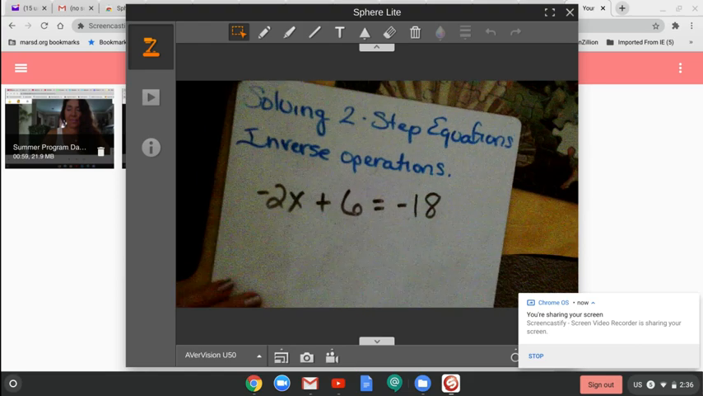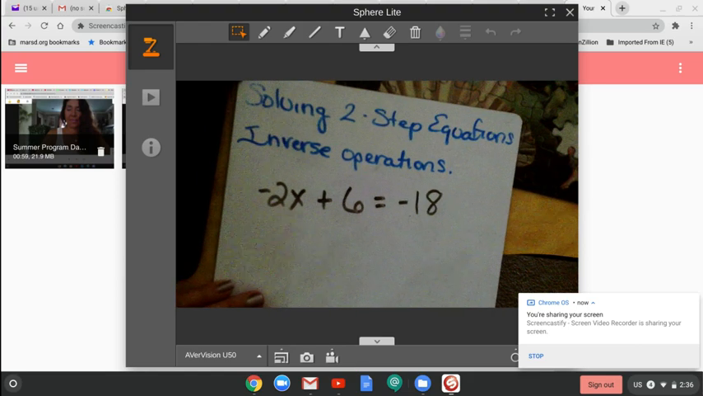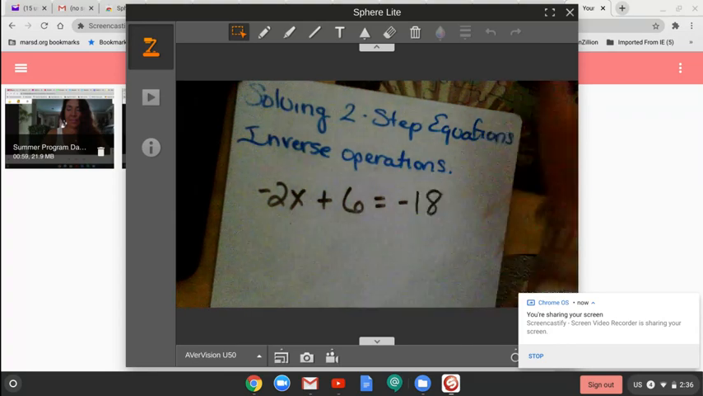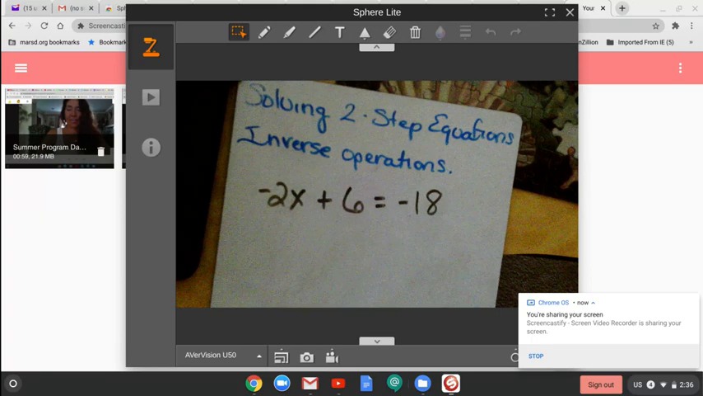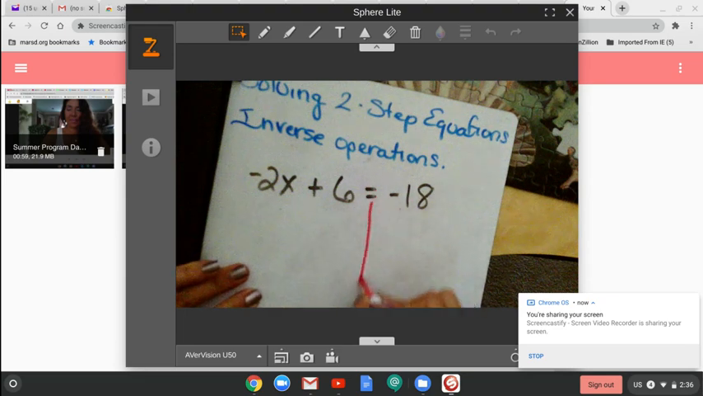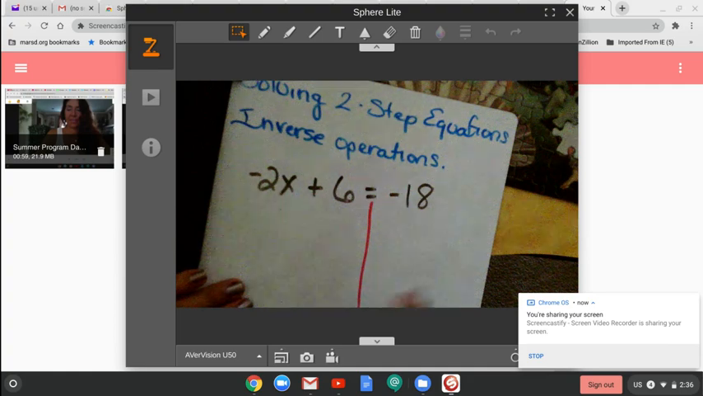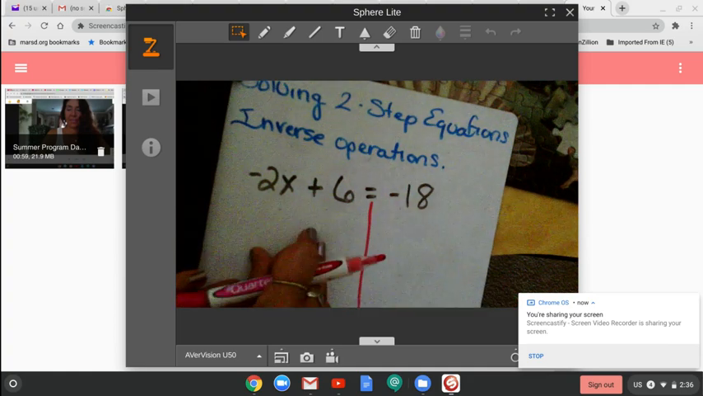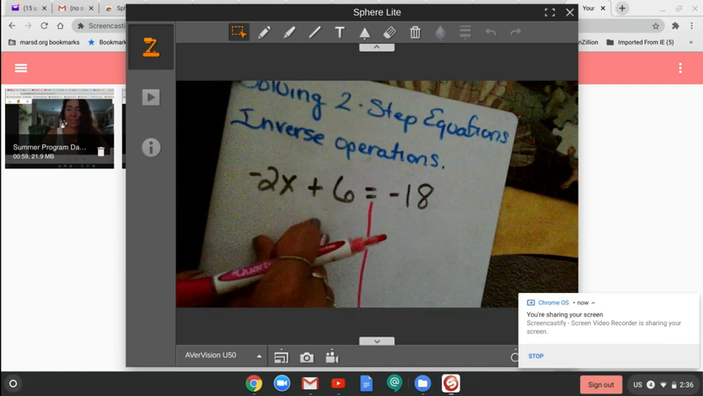Okay, so we have reviewed solving one-step equations, and we will go over the answers to the do now during our meeting. This is solving two-step equations. The first thing we always do when we solve an equation is draw a line underneath the equal sign. Whatever we do on one side of the line, we need to do on the other. We need to keep the equation balanced.